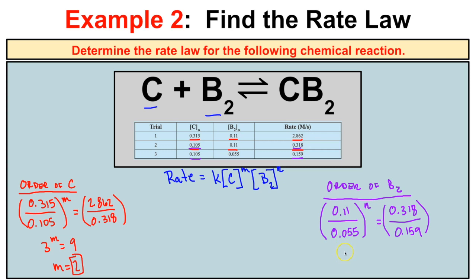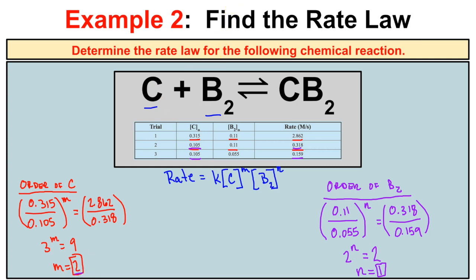And this divided by this is 2 to the N, equaling this divided by this, which is also going to be 2. So 2 to what power is 2? N here is going to equal 1. So in respect to reactant B2, we have a first order reactant. In respect to reactant C, it's going to be second order.